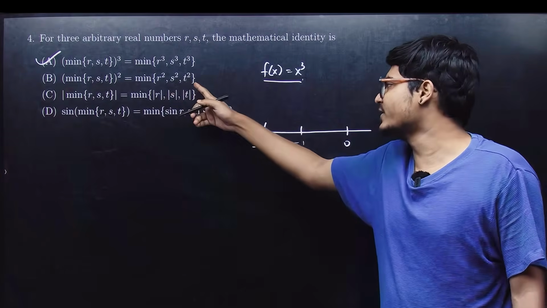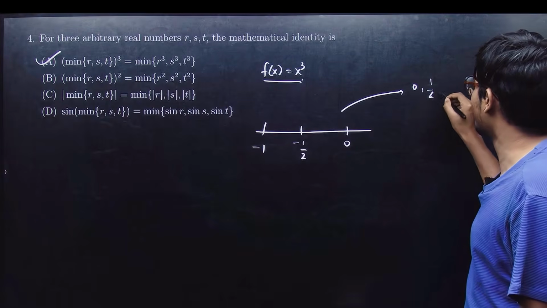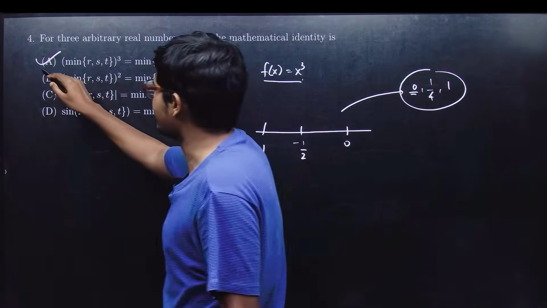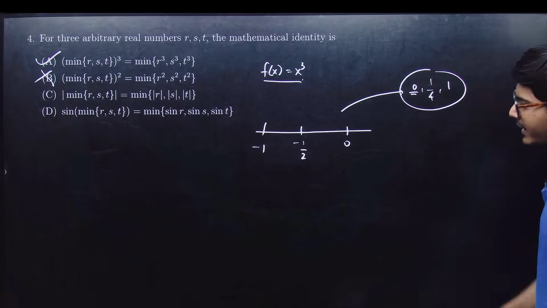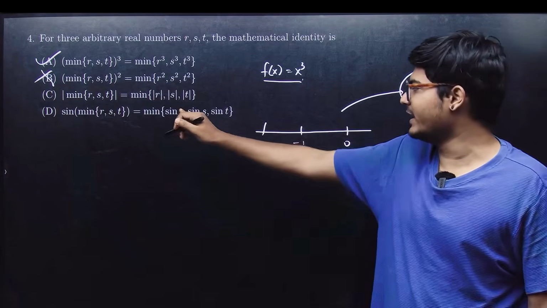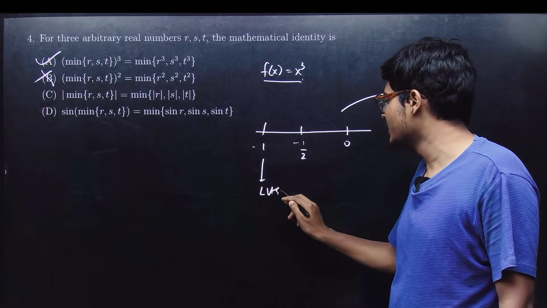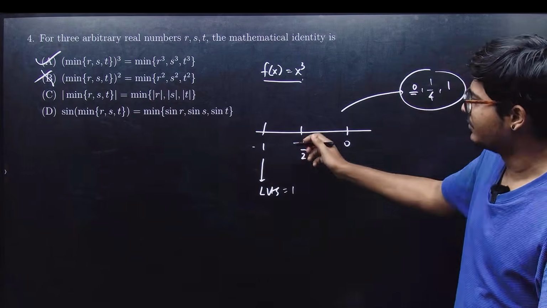But the right hand side is going to be the minimum of the squares of these, right? Squares of these are going to be what? 0, 1 by 4 and 1. Minimum of this is going to be 0. So clearly they are unequal, right? The left hand side and the right hand side. So B is incorrect. Same goes for modulus as well, right? Again, if I work with the same example, minimum of r, s, t is going to be minus 1. So mod of that is 1, right? So LHS is going to be 1 for us. Right hand side, minimum of mod r, mod s and mod t, which is going to be 0. So again, these two are unequal.